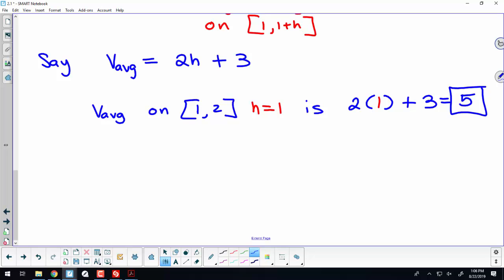Okay. So if there aren't any further questions, then we'll end 2.1 there. Yeah. It's only if h equals 1, right? Yeah, when we apply this. Right. So for instance, on the next one, from 1 to 1.001, if we're wanting the average velocity on that interval, then we've got to plug in that h is 0.001.